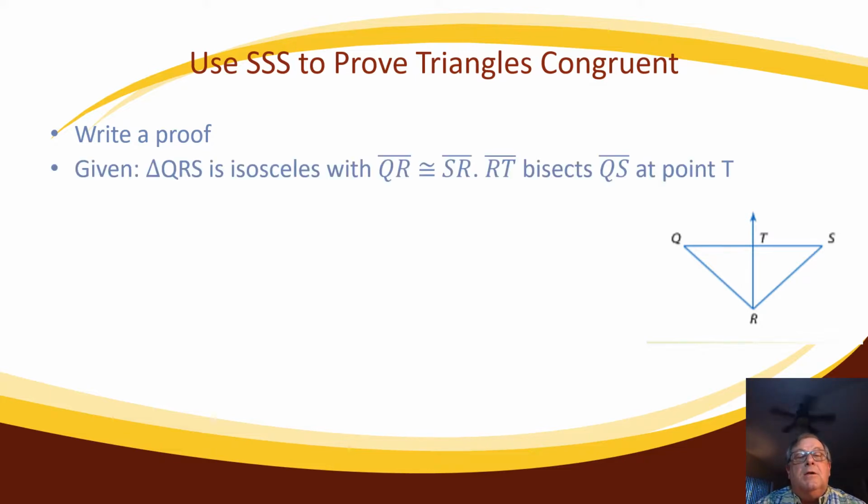So let's begin. It says, given that triangle QRS, that's the larger triangle, is isosceles, meaning that two sides are congruent, with QR congruent to SR. So we know already that QR and SR are congruent, and that RT bisects QS at point T. And we're now setting out to prove that QRT, the triangle on the left, and triangle SRT are congruent.